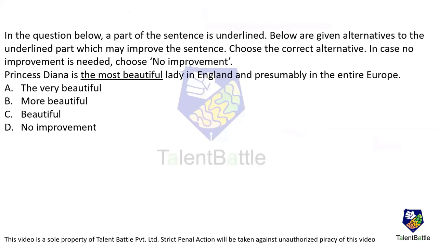Now, coming to the last question of the video. So this is like a sentence improvement, or sentence correction. So where we have to correct the sentence or improve the sentence. Right, everybody? Now, so coming to this question. So in the given question, a part of the sentence is underlined. Below are the alternatives to the underlined part, which may improve the sentence. Choose the correct. So correcting the sentence or improving the sentence. In case no improvement is needed, choose no improvement. Now let us go with the question.